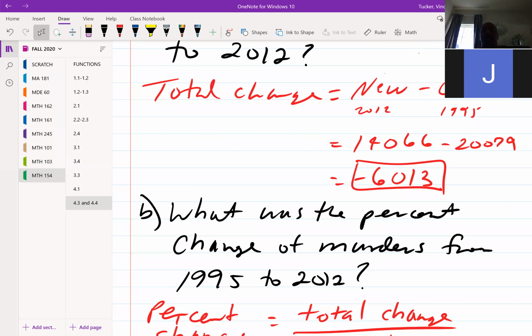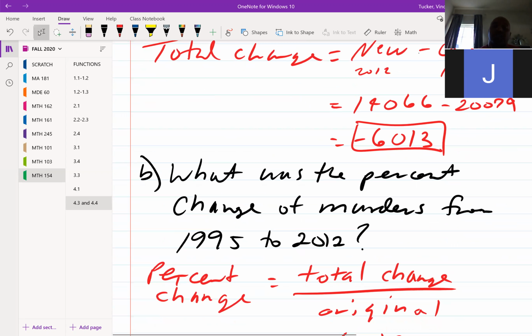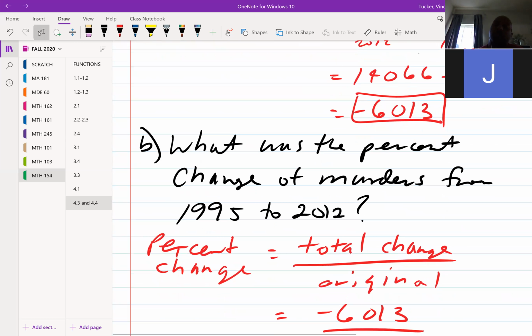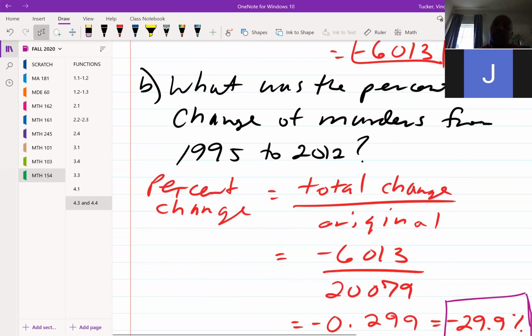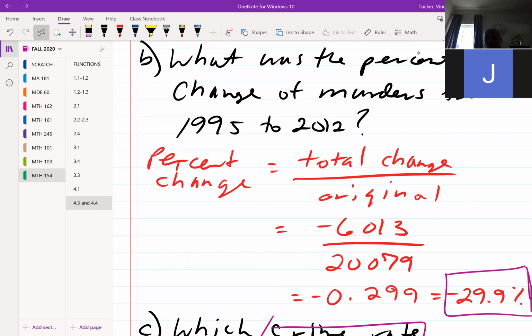All right, next one. What was the percent change of murders from 1995 to 2012? To find a percent change, you would take that value that we just found, which is negative 6,013, and divide it by the original amount. Our original was 20,079. Divide that out: negative 0.299, converted to a percentage by multiplying it by 100. And that's negative 29.9%.